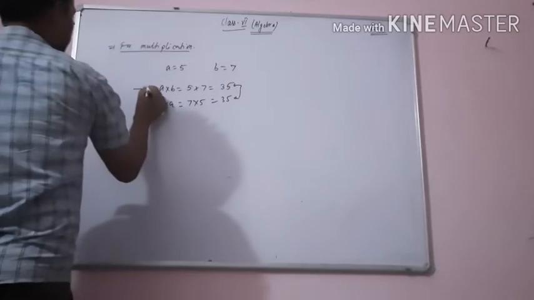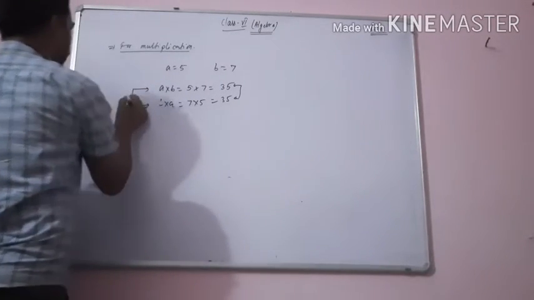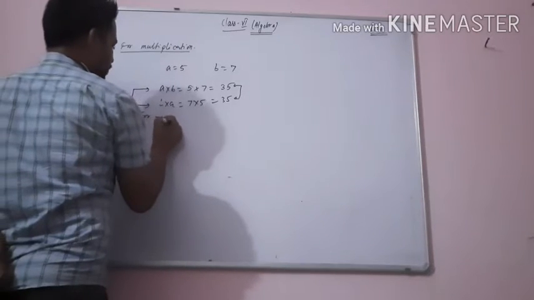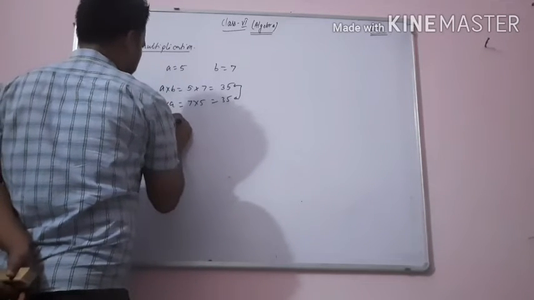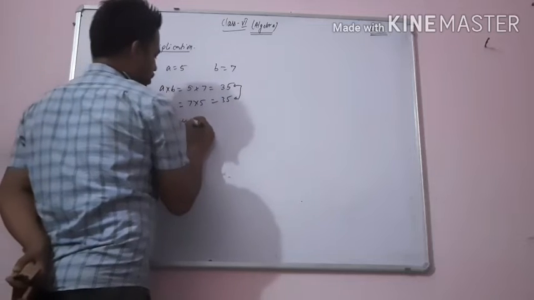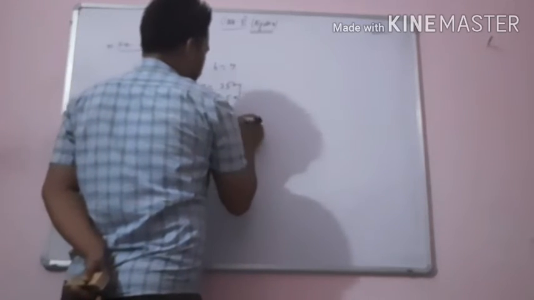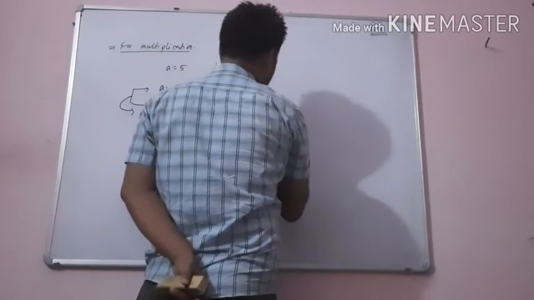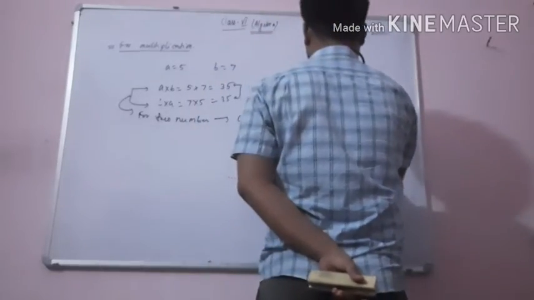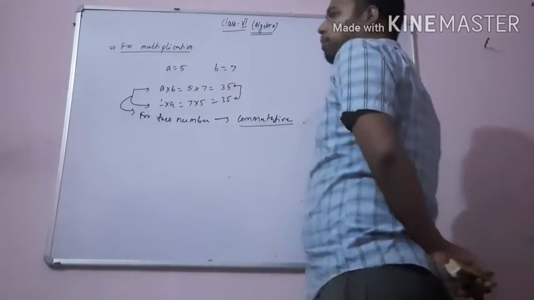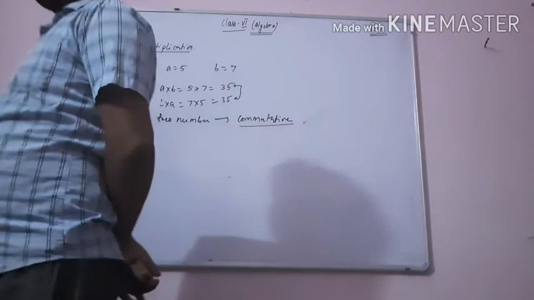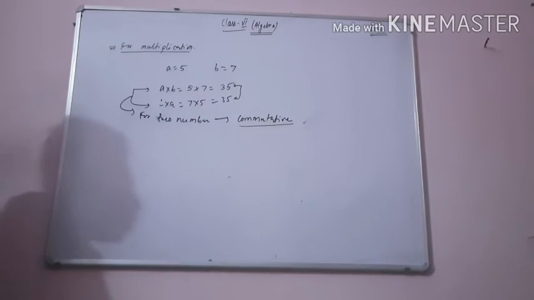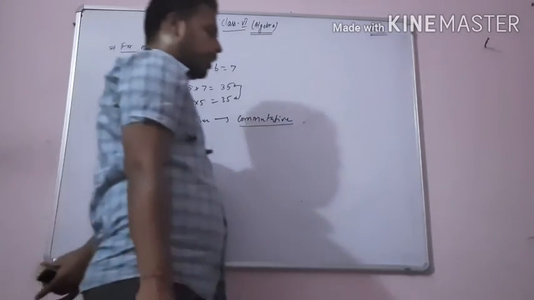So when the result is the same by interchanging the place of the numbers, then the property holds, it is commutative. This property is the commutative property. So the commutative property holds for the addition and multiplication of two numbers, but it does not hold, meaning it is not commutative, in the case of division and subtraction.